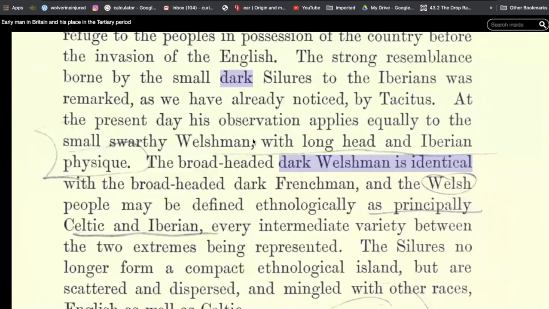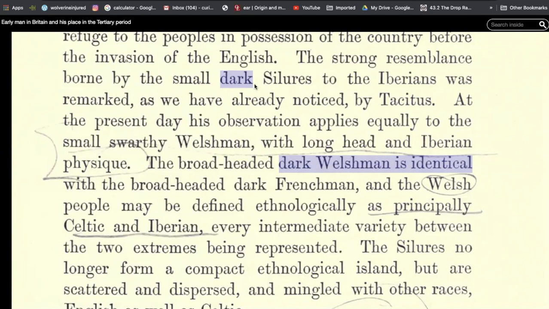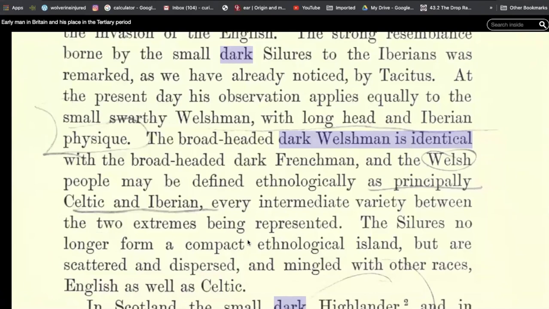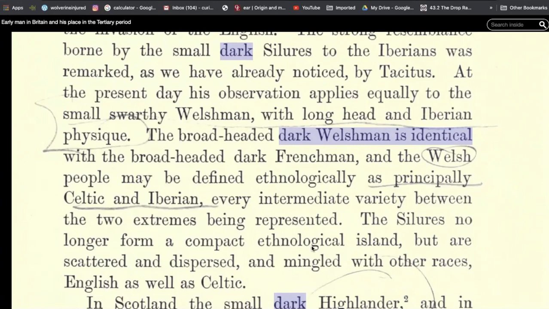On page 330, it says, the strong resemblance borne by the small, dark Silures to the Iberians was remarked, as we have already noticed, by Tacitus. At the present day, his observation applies equally to the small, swarthy Welshman with long head and Iberian physique. The broad-headed dark Welshman is identical with the broad-headed dark Frenchman, and the Welsh people may be defined ethnologically as principally Celtic and Iberian, every intermediate variety between the two extremes being represented. The Celts no longer form a compact ethnological island, but are scattered and dispersed and mingled with other races.